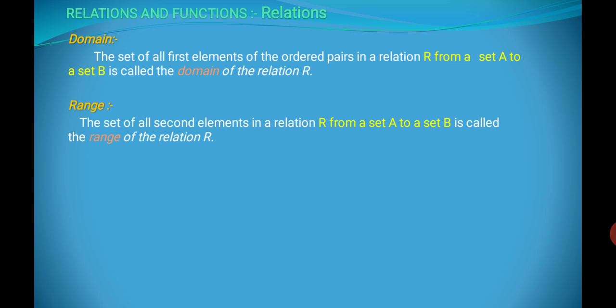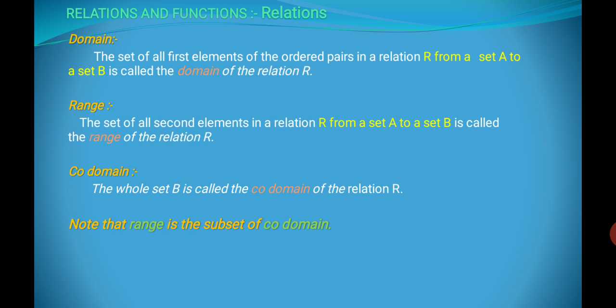the relation R. ध्यान देने वाली बात यहाँ पे ये है कि जो रिलेशन हम लगाएंगे from A to B, those members from B that are joined with A by the relation, that is called the range. Codomain: the whole set B is called the codomain of relation R. The second set in that relation, that is, if R is a relation from A to B, then B is the codomain. Note that the range is always a subset of the codomain.